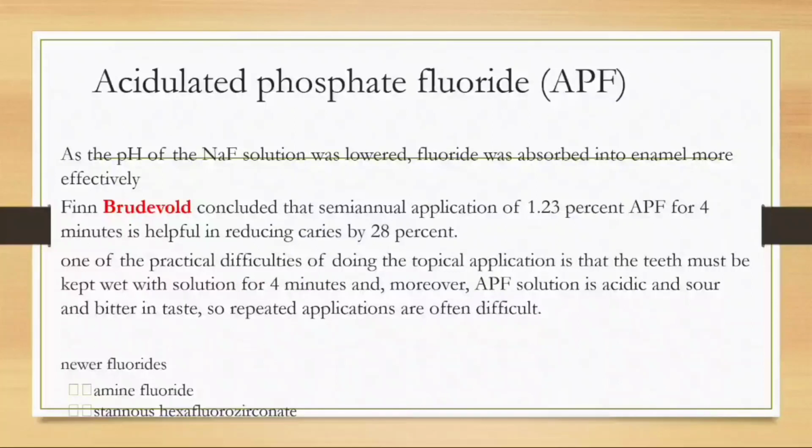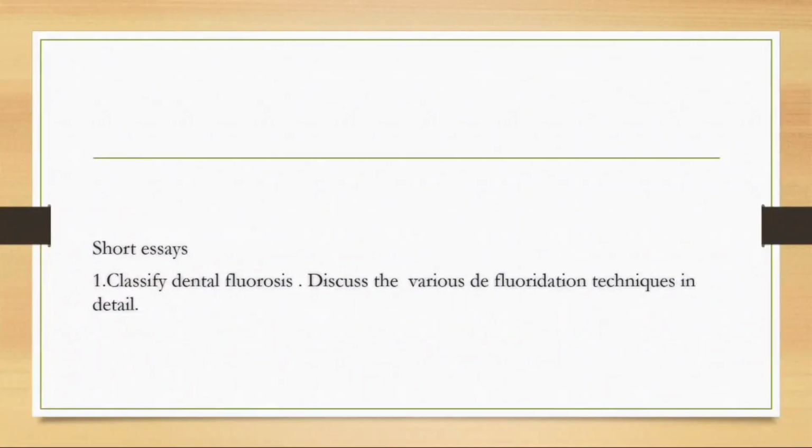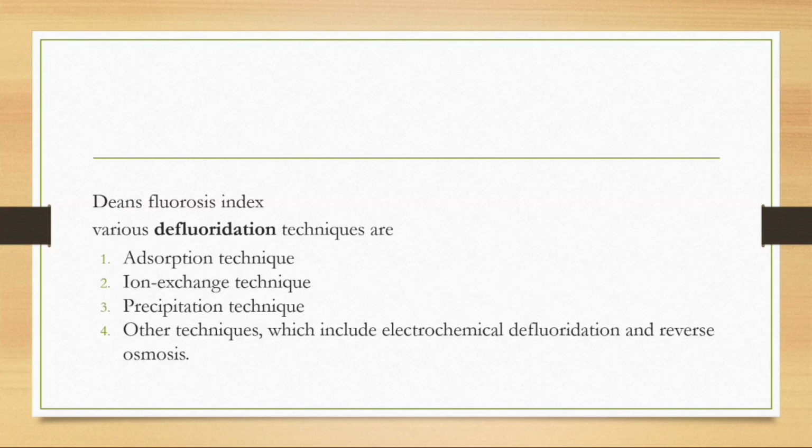So that is the third product as APF. Next we have a short essay regarding dental fluorosis and defluoridation technique. For dental fluorosis, we need to write about Dean's fluorosis index and its 6 categories. We know it is normal, very mild, moderate, severe, questionable. So those categories and their appearance we need to write.